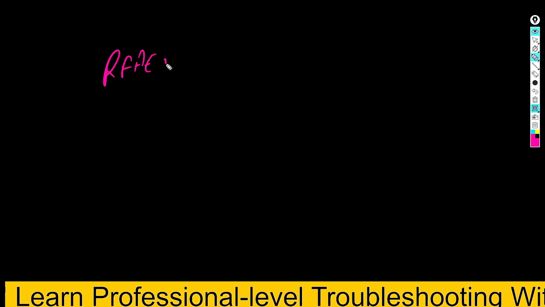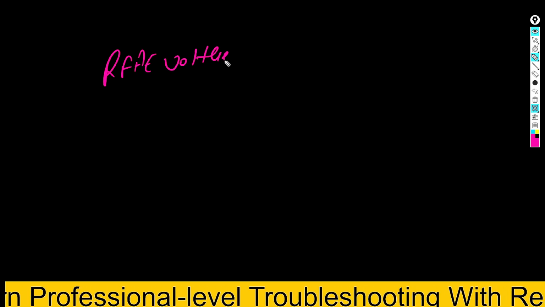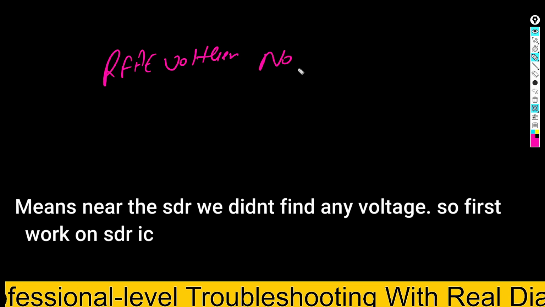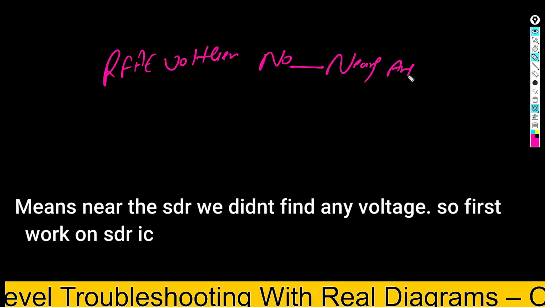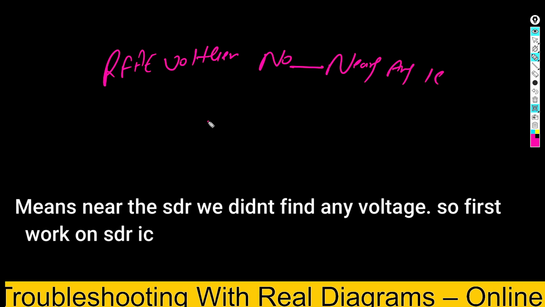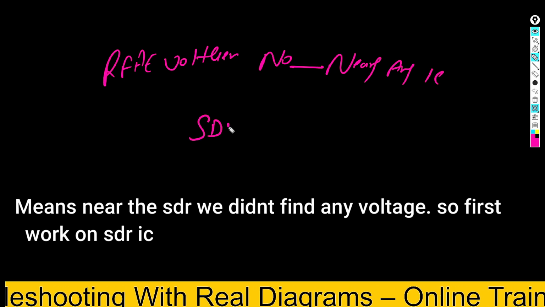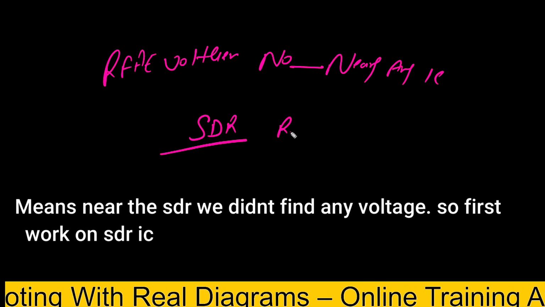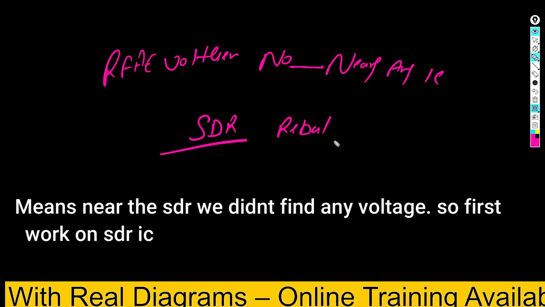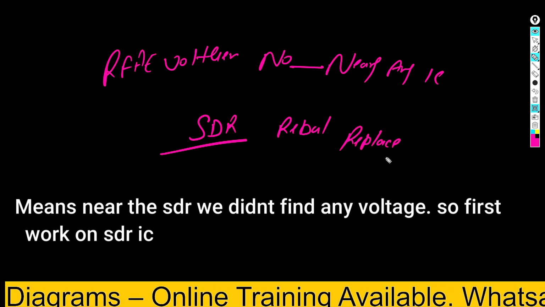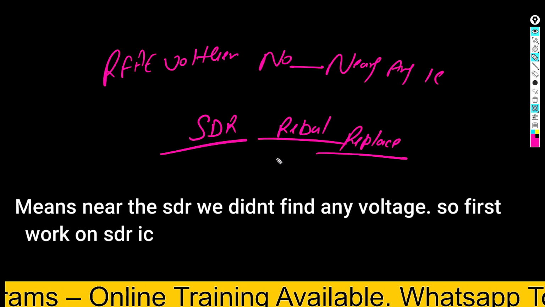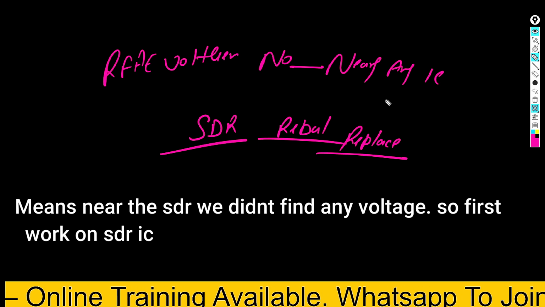So RFFE voltage is no voltage near any IC. Now first we work the SDR. First we reball the SDR. If it does not work, then we replace the SDR and then see. Otherwise we work on, right? Let's see.